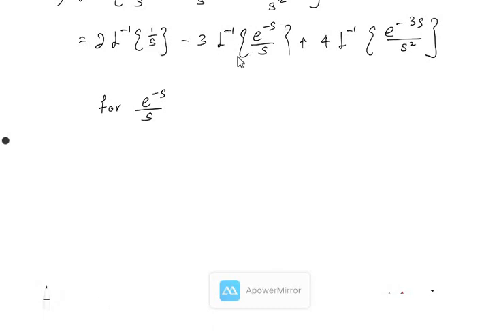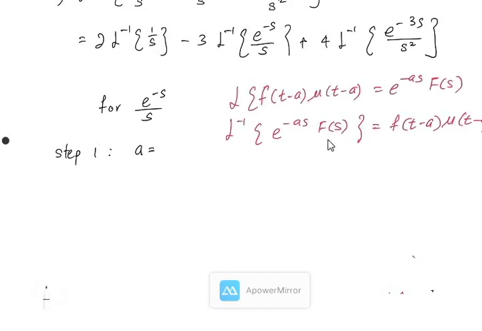So the first step, okay, we follow the 5 steps. The first step is to find the a. So what is the a here? A refers to this one. Okay. If you compare to the second shift theorem, if you look at the exponent s over s, and we want to look for the inverse, so we know that this is the inverse. So exponent negative s over s. So a is equal to 1.